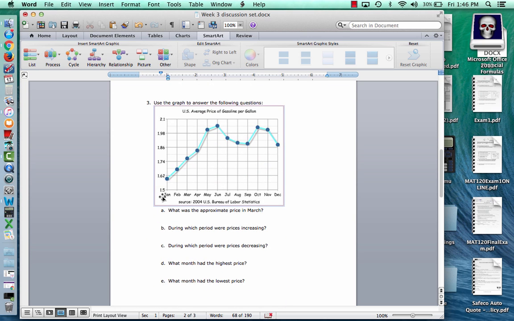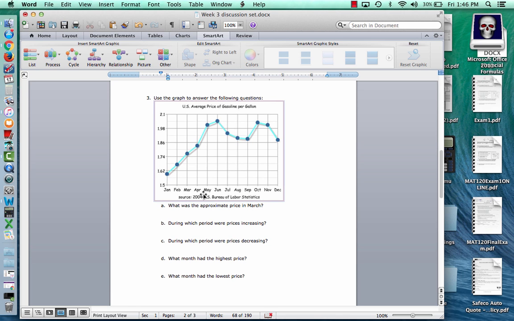Alright, next, it says use the graph to answer the following questions. So it looks like we're looking at the month and the price of gasoline. So generally gas is more expensive in the summer because we use more of it. So what was the approximate price in March? So I look at March, scan up. This is an interval of 12, okay? So I know it's right above 174. I'm not going to say 175 because it's an interval of 12. I'm going to give it 176.